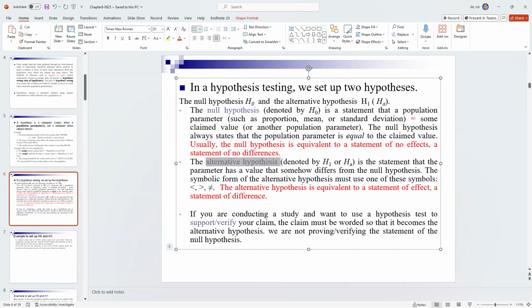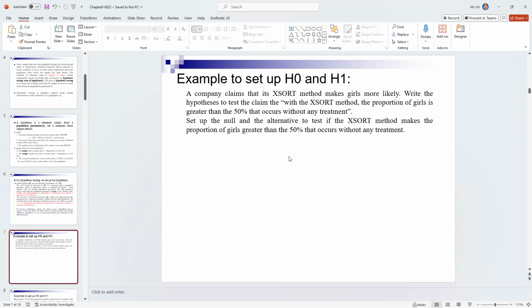The alternative, on the other hand, if we are going to write this in mathematical form, must have either a less than, greater than, or unequal sign. The alternative hypothesis is equivalent to a statement of effects, a statement of difference. Next, we are going to see one example, to see how to set up the null and alternative.